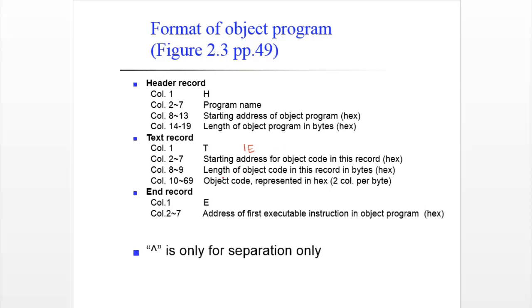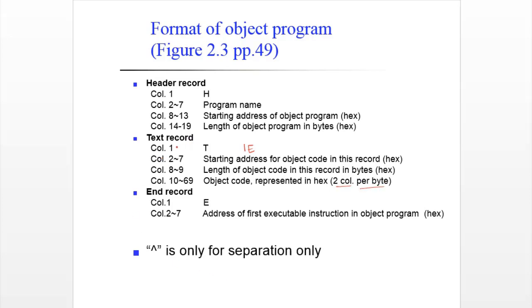So we have to specify how much of the object code we are going to accommodate in this particular record, and that number will be represented in hexadecimal. Please note all the numbers in our object program are going to be in hexadecimal itself. Need not explicitly mention it again and again. Followed by the object code, and we are representing 2 columns per byte.